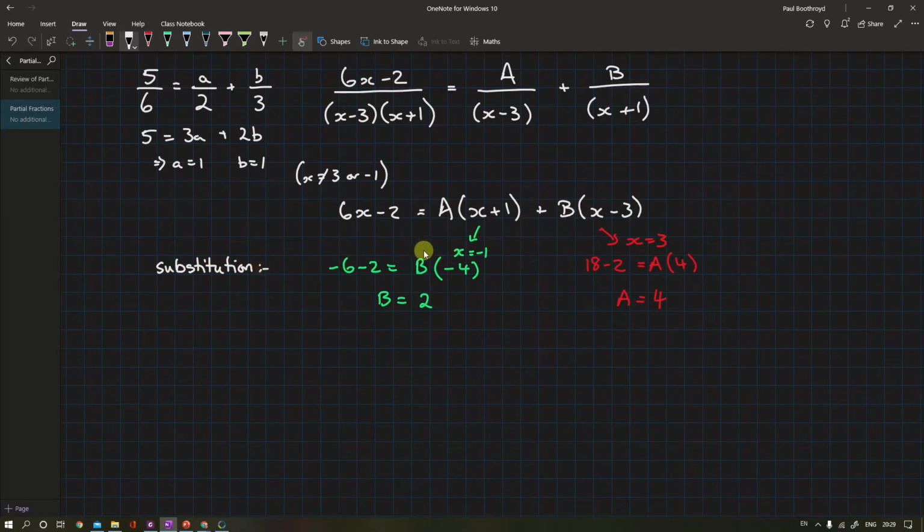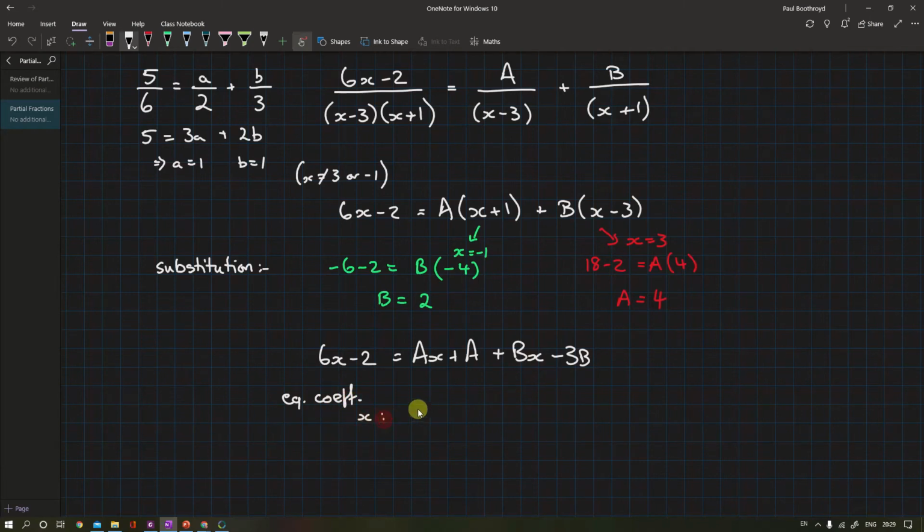Powerful, except when you start getting multiple terms on the bottom, the numbers don't always disappear nicely. So you might wind up with simultaneous equations, which we get from this anyway. So we're taking this term, and now we multiply through, and we've got 6x minus 2 is equal to ax plus a plus bx minus 3b. Equate the coefficients.